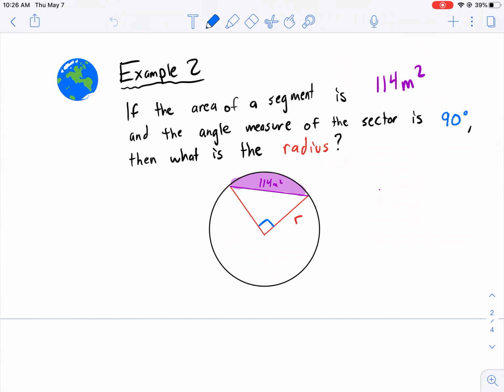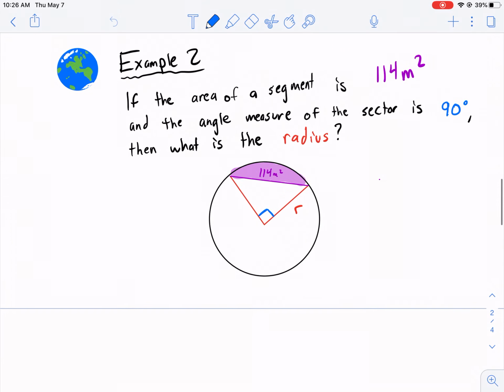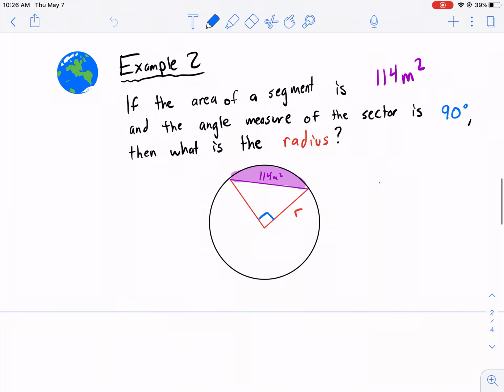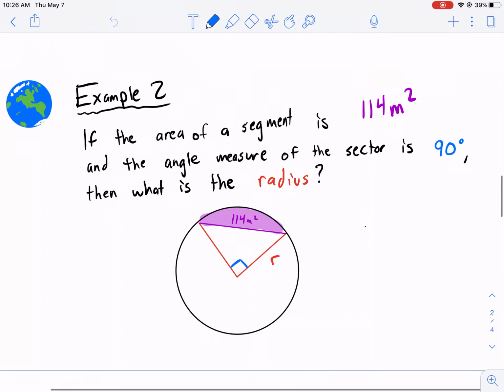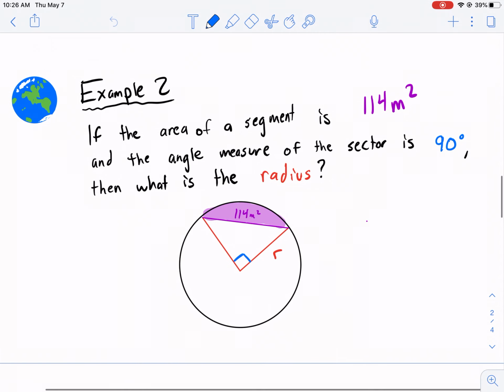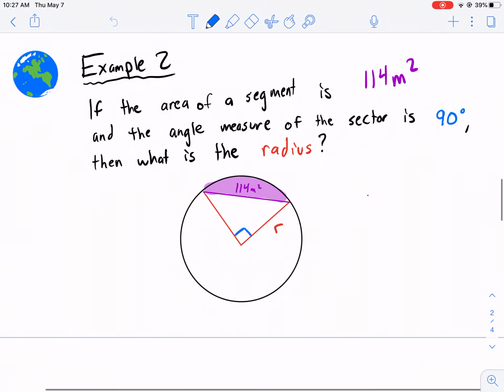Welcome back, geometry students. We're going to be finishing up with example 2, kicking it into overtime here. So this is a very advanced problem, but one that really challenges your thinking and understanding of segments, the area of triangles, circles, etc. So let's go ahead and get started.